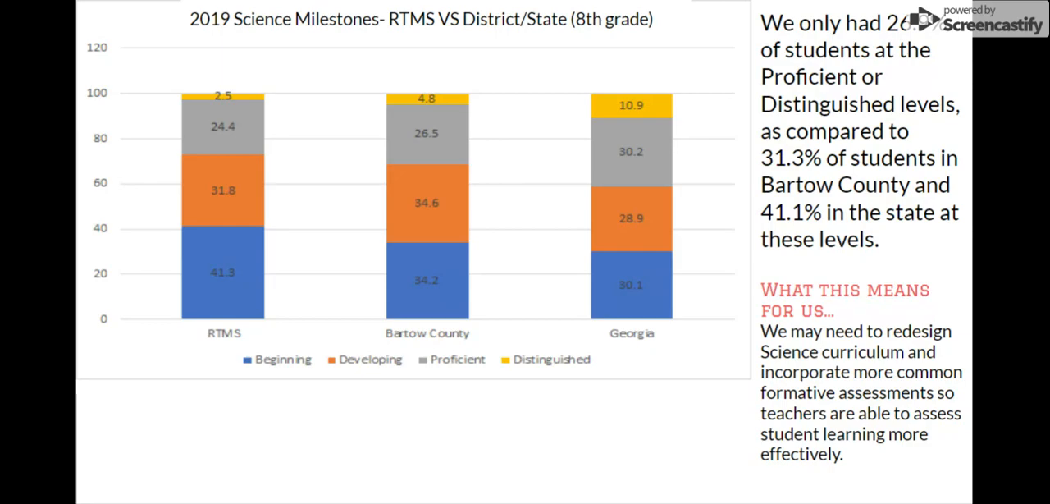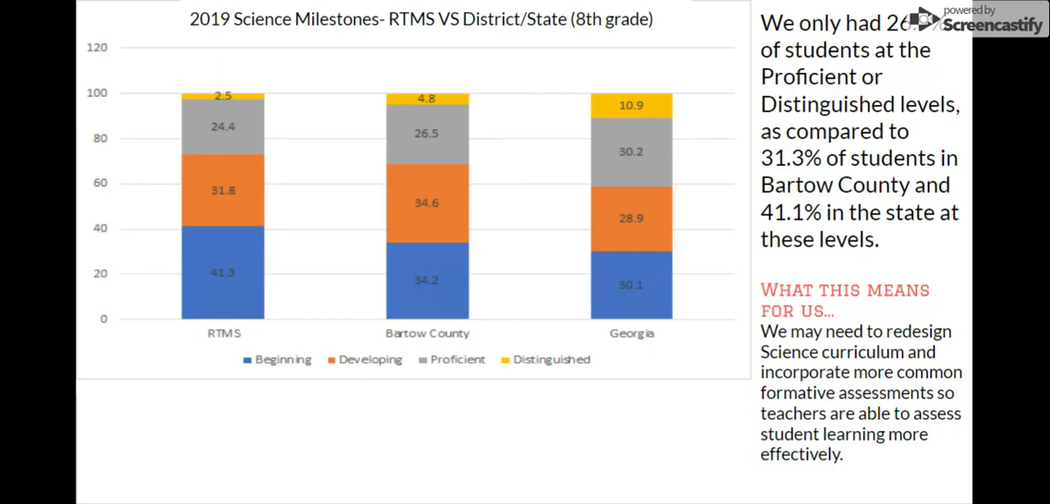Science and social studies are only tested in 8th grade. So this is just our 8th grade students. And again, we have more students performing at the beginning level than both Bartow County and Georgia. And we only had 26.9% of students at the 3 or 4 level, proficient or distinguished, which is a significantly smaller percent than Bartow County and the state of Georgia.